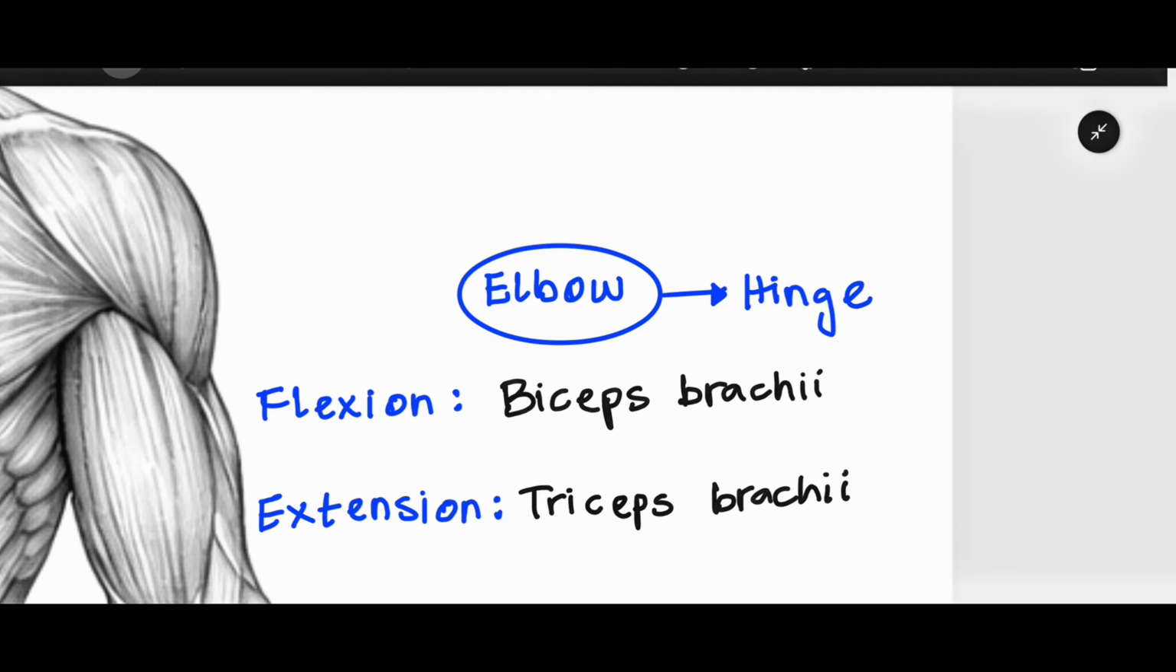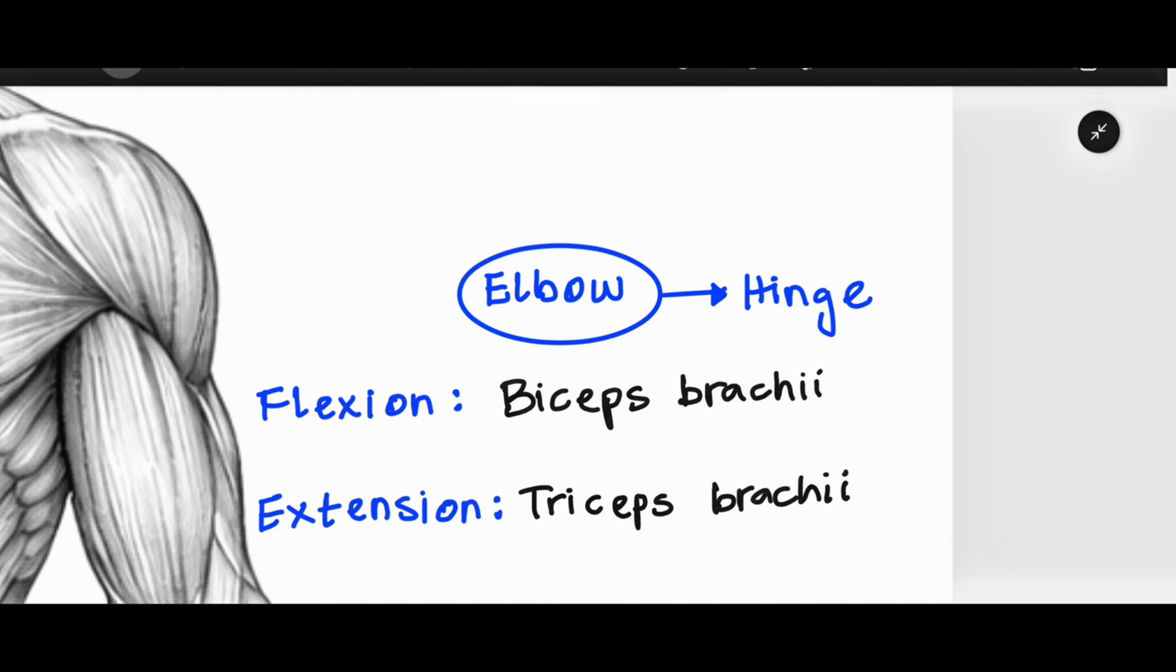Elbow extension, because the agonist is the triceps brachii, the antagonist would be the biceps brachii. Examples of elbow extension are when you're doing a push up, when you're actually pushing, so the upward phase of a push up would be elbow extension. When you're doing a pass in netball, when you release the netball, that is elbow extension because you're straightening your arms. And also when you're throwing a shot put, when you actually release the shot put, you're straightening your arms, and that is elbow extension.